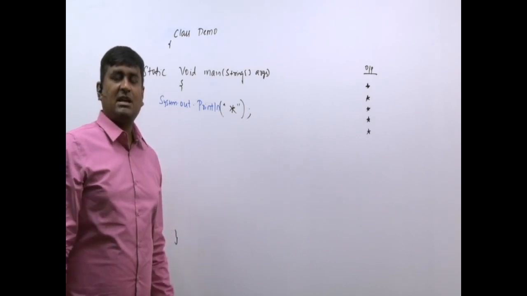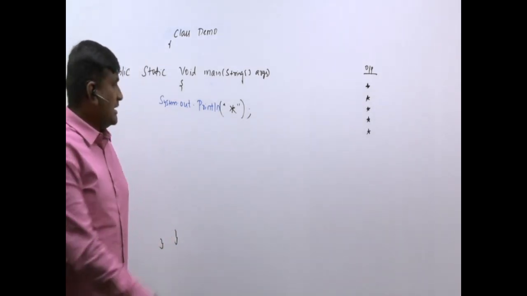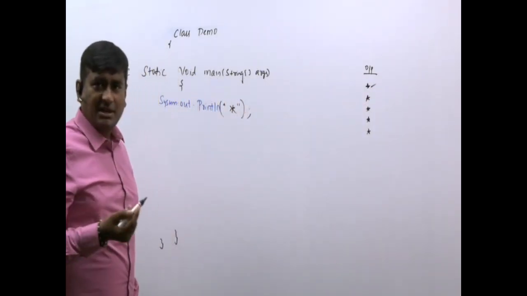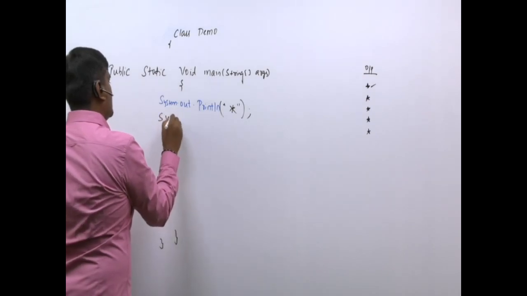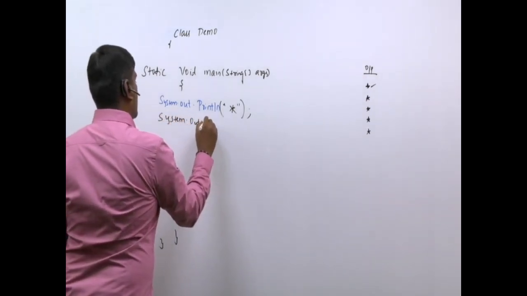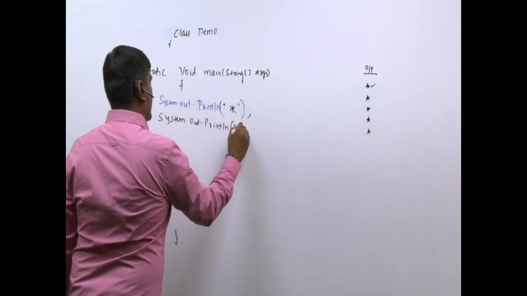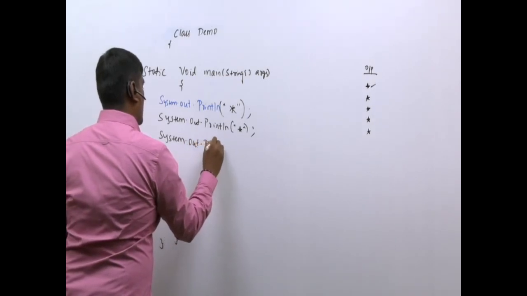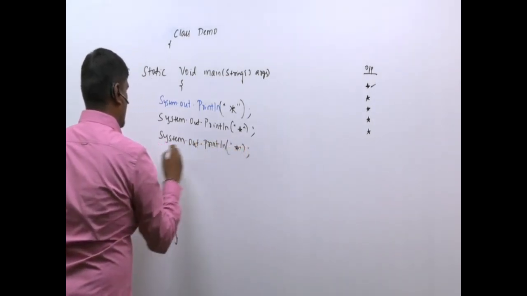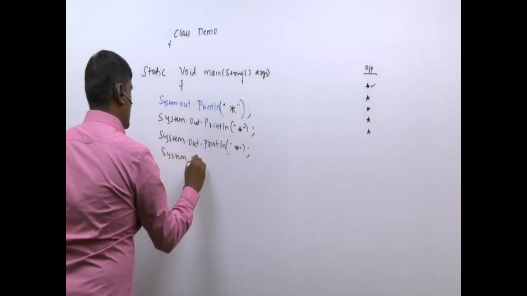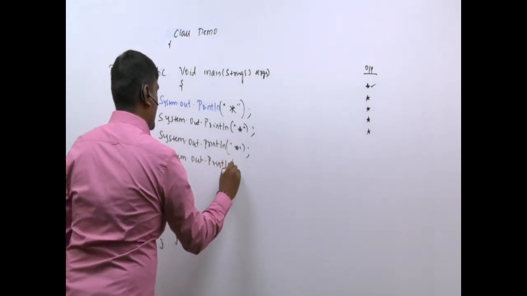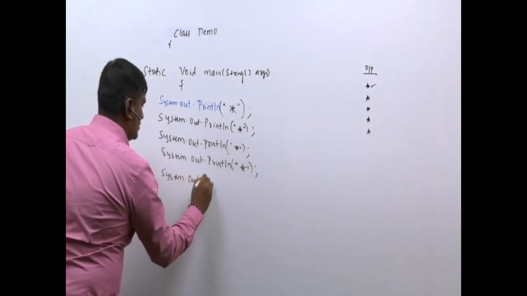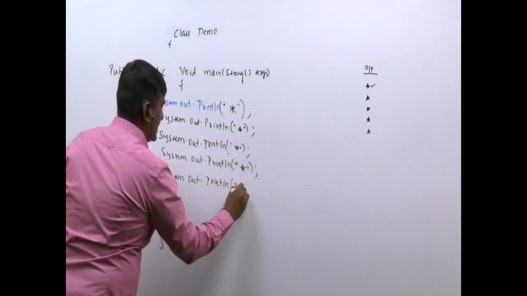So I want 1 star, 2 stars, 3 stars, 4 stars and 5 stars. Again, many of them will think, sir, such a simple program, sir. This also, if I tell system.out.println star, 1 star I will get it. Now how many stars you want, sir? 5 stars. Simple. 5 times you write it. System dot out dot println, it will display second star. System dot out dot println, it will display the third star. System dot out dot println, fourth star it will display. System dot out dot println, fifth star it will display.